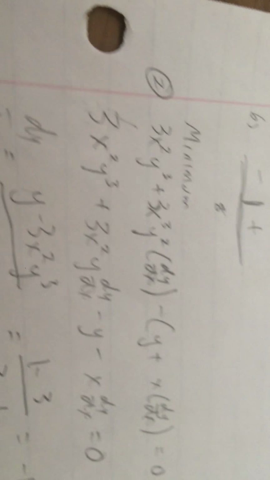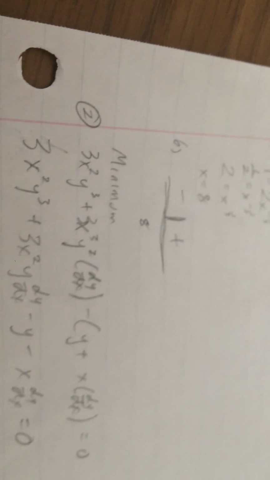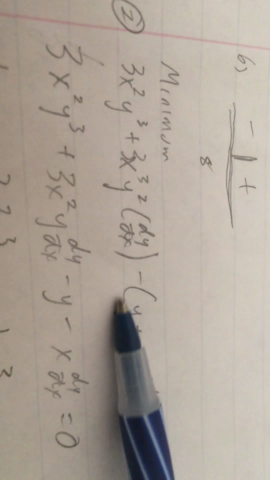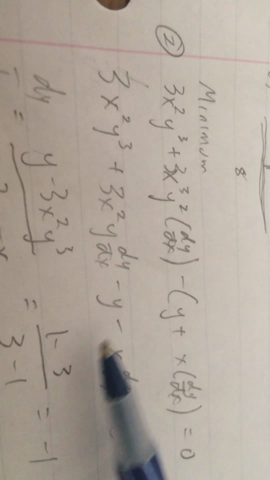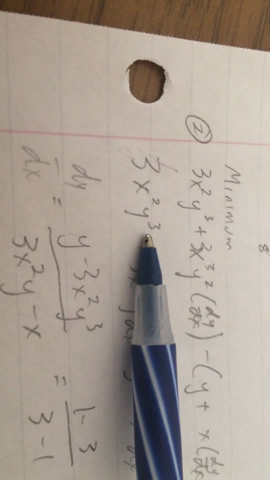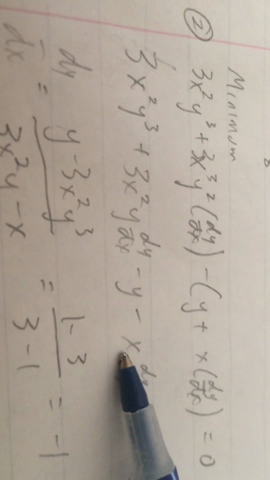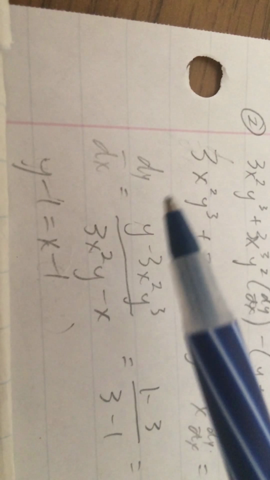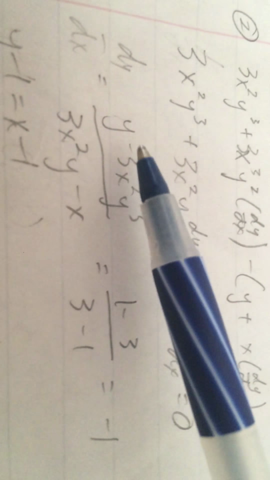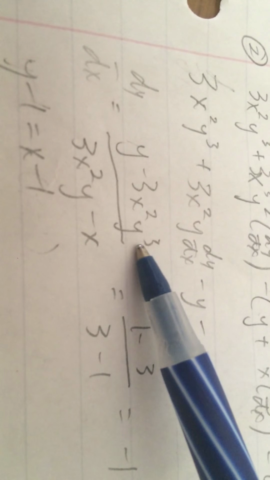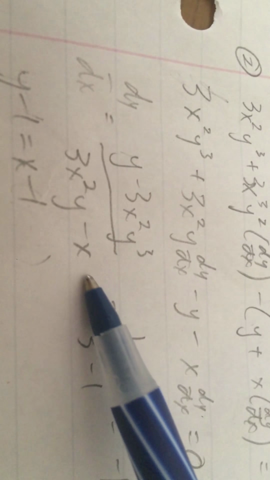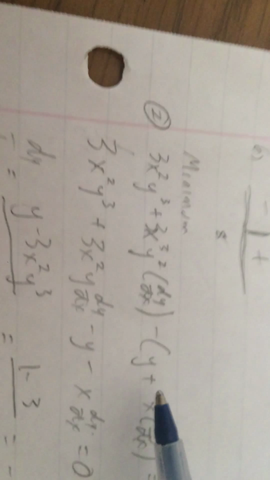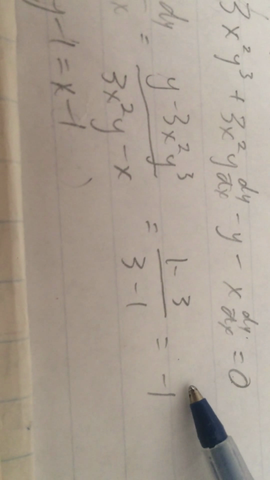So we take that out. Here we have to flip the sign in the middle, so it's 3x^2 y^3 minus y minus x dy/dx equals 0. And so we get dy/dx = (y - 3x^2 y^3) over (3x^3 y^2 - x). And then we plug in the point (1, 1) here. So we get (1 - 3) over (3 - 1), which equals -1.